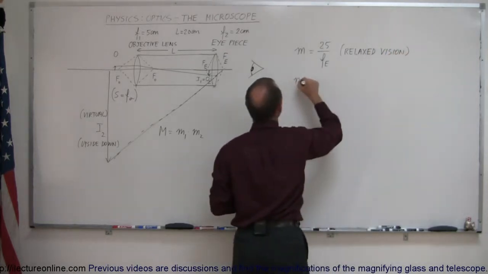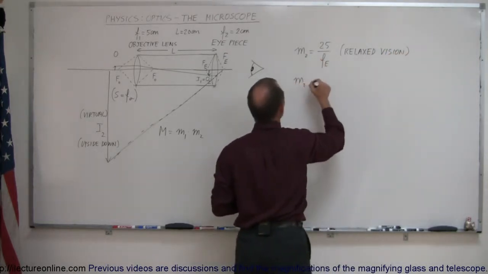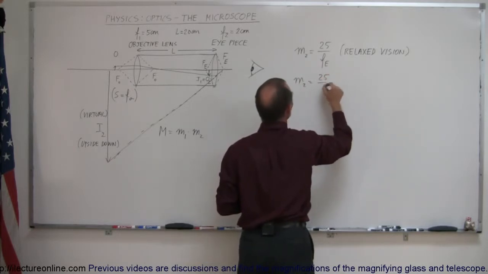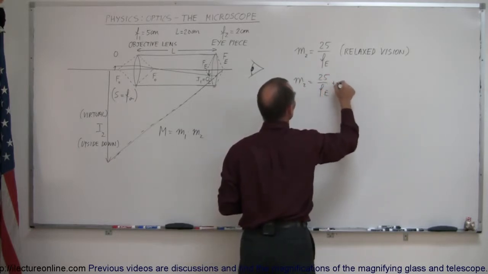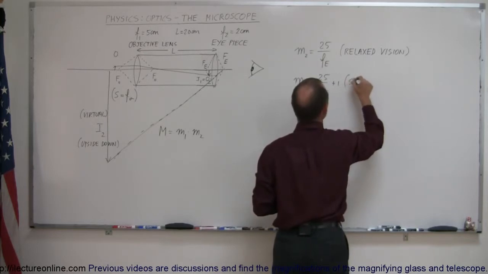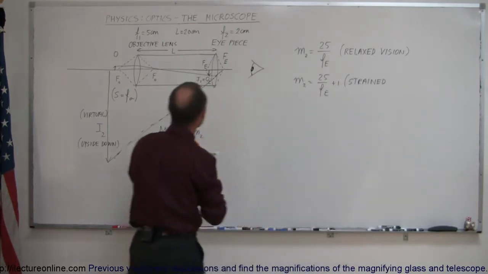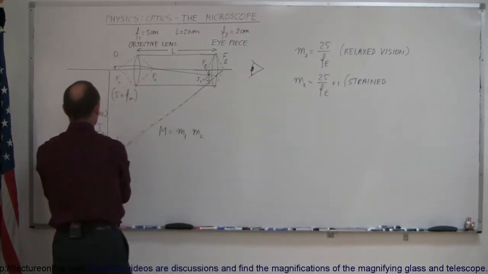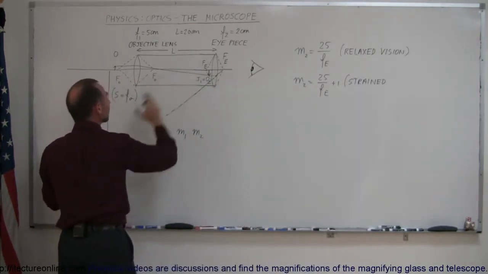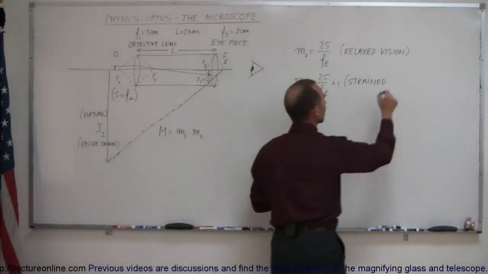Or the magnification, let's go M sub 2, is equal to 25 over the focal length of the eyepiece, plus 1 if we use strained vision. When we use strained vision, we position the lenses in such a way that the image is placed about 25 centimeters away from the observer. Strained vision.